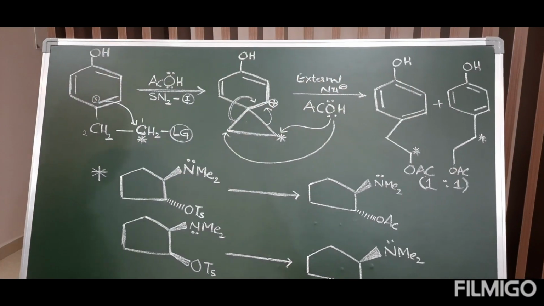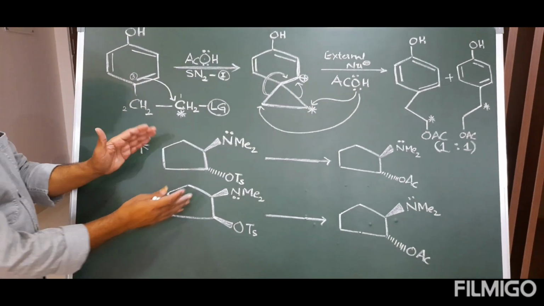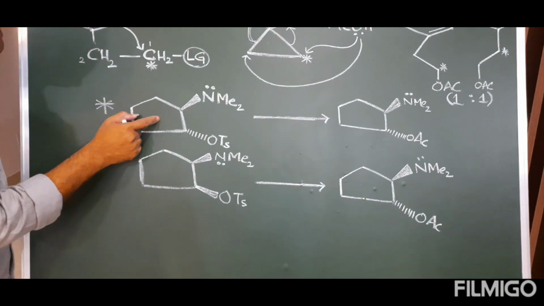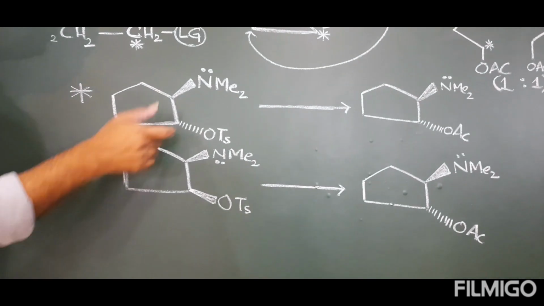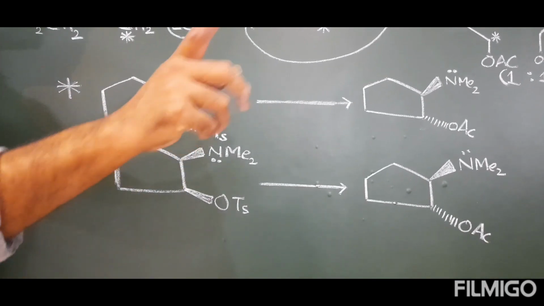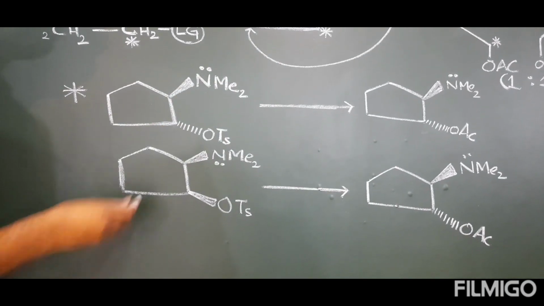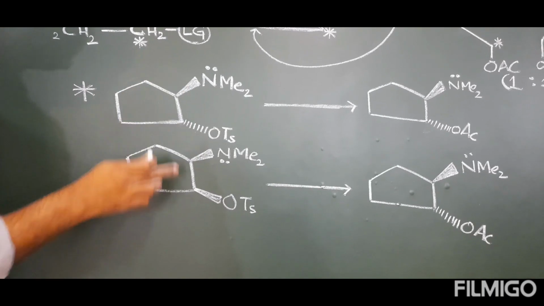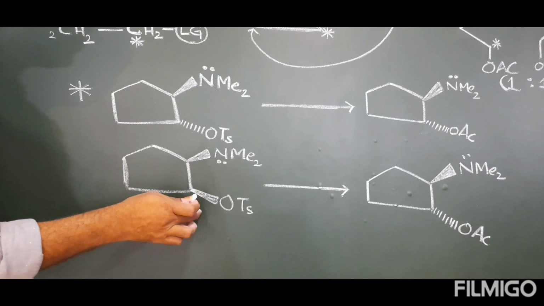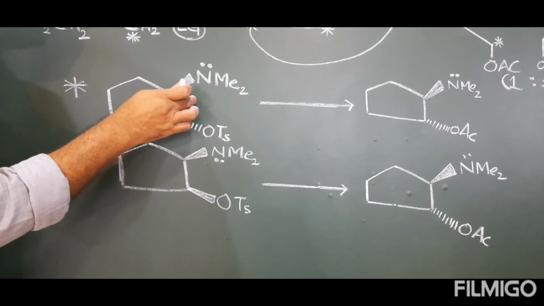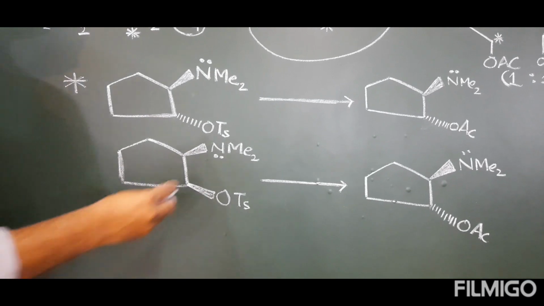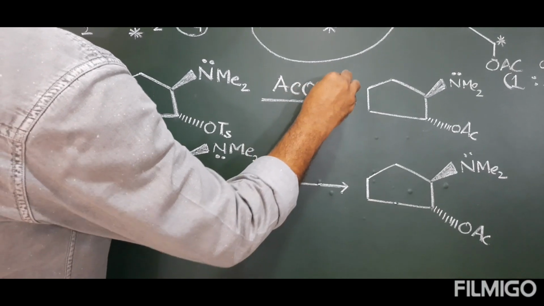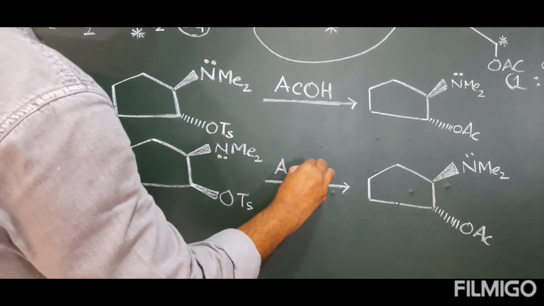This is the point. Now I want to discuss something about the stereochemistry of the NGP reaction. Students, here I am taking one molecule, and here I am taking another molecule. Both molecules have the same structure, but the only difference is their stereochemistry. These two compounds are anti to each other. These two compounds are parallel to each other. Here the external nucleophile is AcOH. Here the external nucleophile is AcOH.